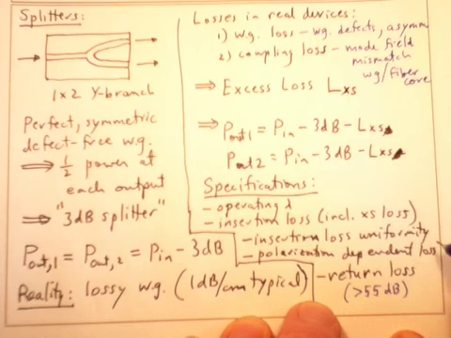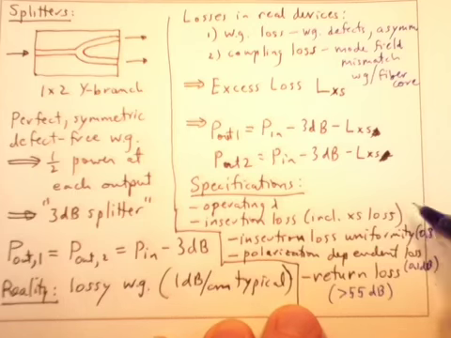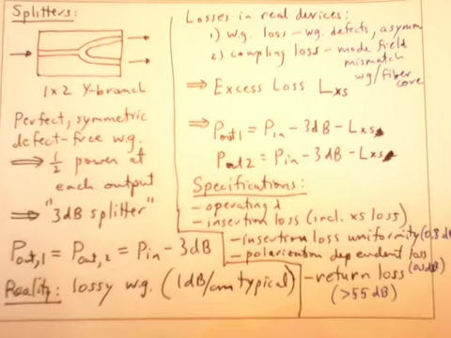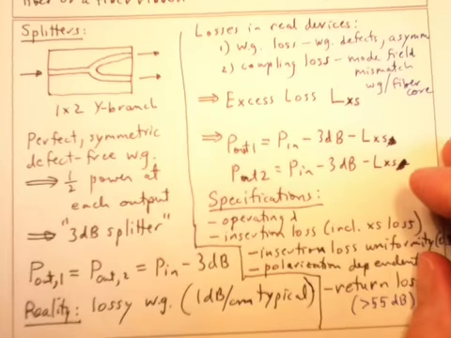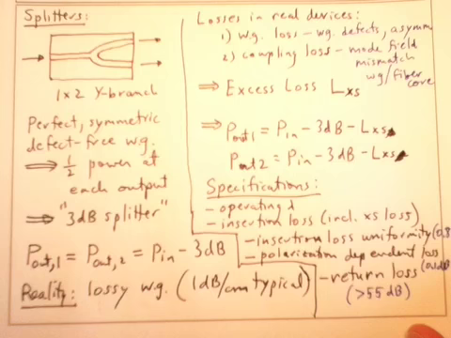Polarization dependent loss is typically 0.1 dB, hopefully. Insertion loss uniformity is typically on the order of 0.8 dB. Sorry, I'm going off the edge here. And insertion loss, well, excess losses can be a few dB. Okay. So that's the basic idea of splitters.